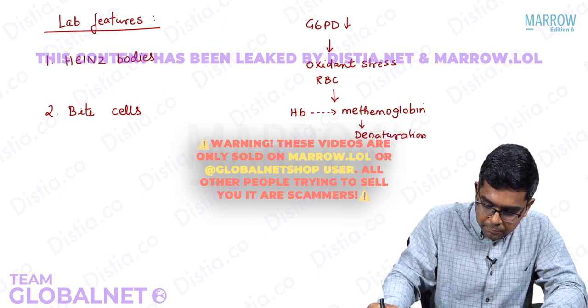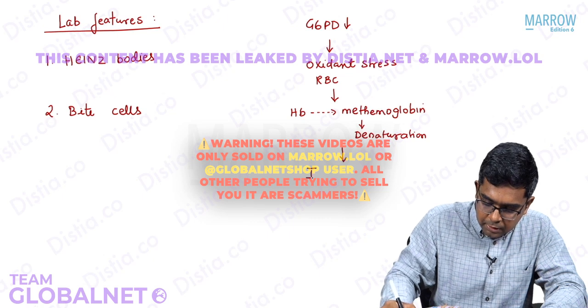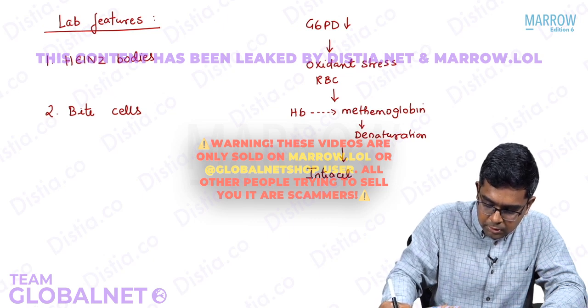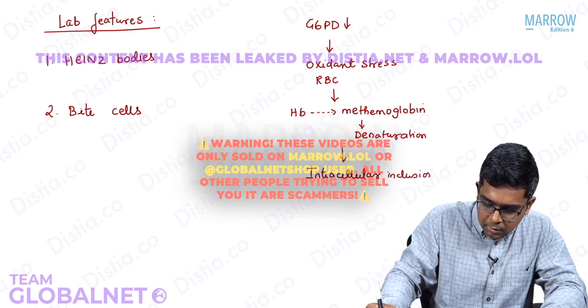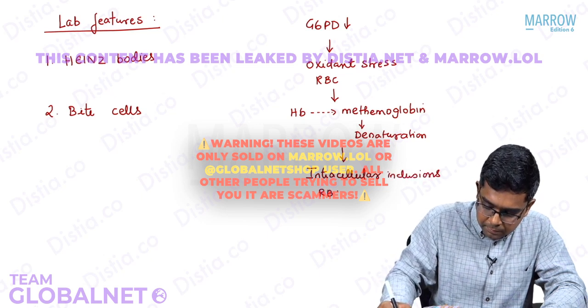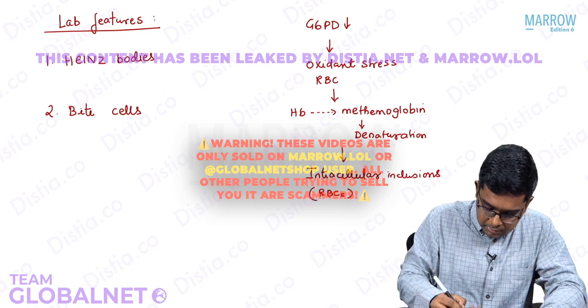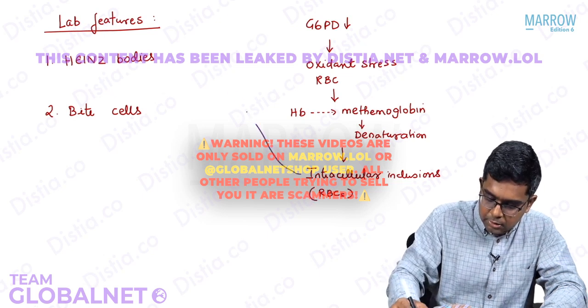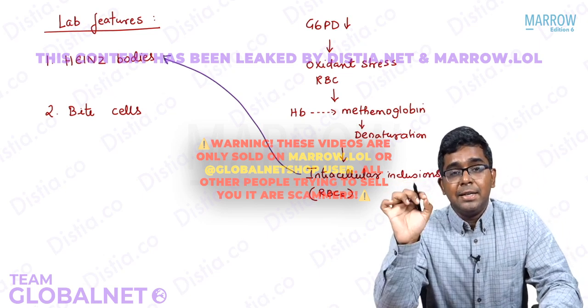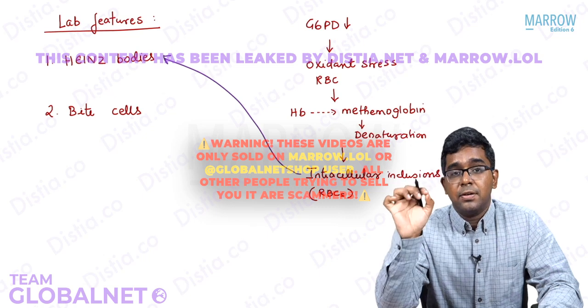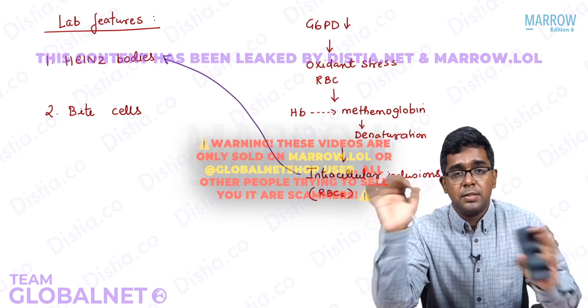Upon denaturation, it forms intracellular inclusions in the RBC itself. And these intracellular inclusions are what you see as Heinz bodies. That is a point to be noted. It is a denatured hemoglobin found as intracellular inclusions in RBC. That is what a Heinz body is.